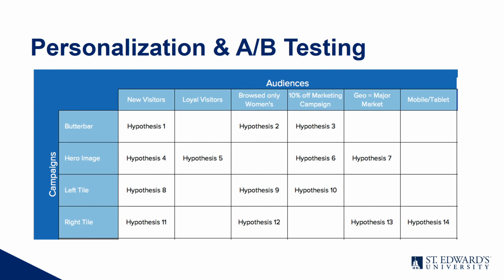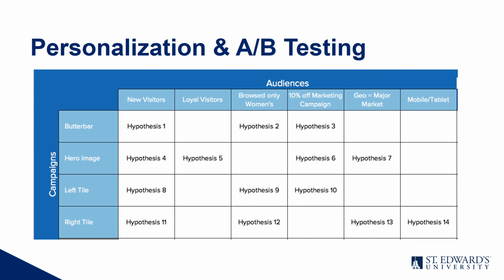Let's take a look at an example of a company's A/B testing matrix. What you want to do is build out a kind of visibility of the different types of tests that you want to enhance or implement for your company. So in the audiences row, they have different segments of new visitors, loyal visitors, users who only browse the women's department, those who interact with a 10% off marketing campaign, based on geography and also based on their device type, mobile and tablet. So they wanted to test different things, different campaigns. They call it butter bar, a hero image, left tile, right tile, different places on their website.